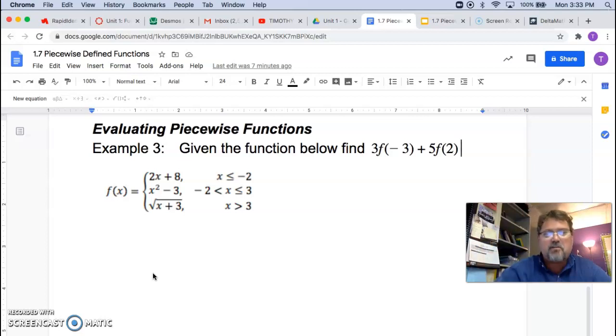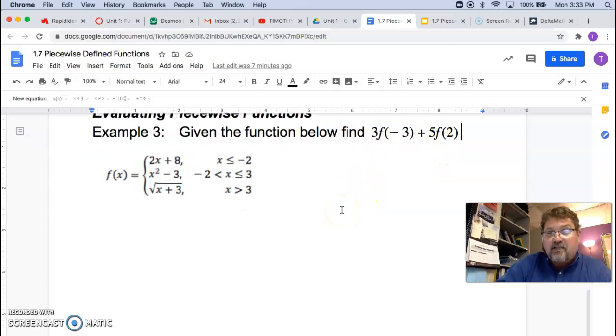In this video, we're going to talk about evaluating a piecewise function, and it's really just like evaluating functions with function notation that you've done before. The only confusing part, I said I'm going to take the mystery out of it, is when it says 3, forget this 3 right here and this 5. What this is saying, find f of negative 3, then multiply by 3. Find f of 2, then multiply by 5. Add those two things together, right? That's what it's saying to do.